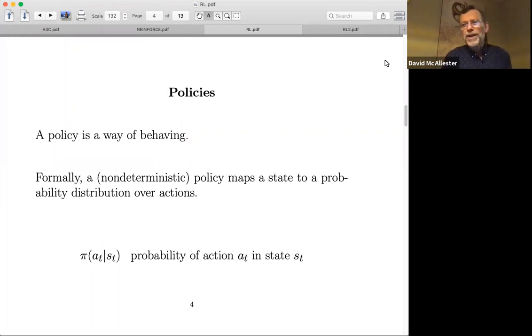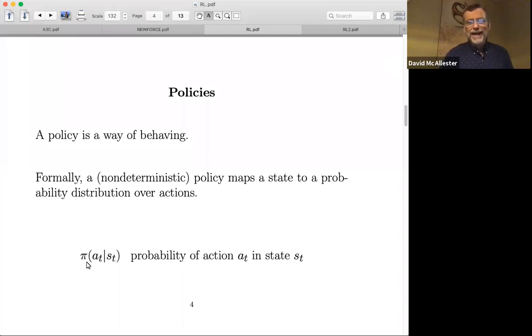So now we're going to start getting a little bit more mathematical. Policies. A policy is a way of behaving. It's a function that takes a state and selects what action to take in that state. Except we're going to treat that function not as a deterministic function, but as a probability distribution. So it's okay if your policy is stochastic, meaning you don't always make a deterministic decision in the state. You can flip coins to decide what to do. So a policy is a probability distribution over what action one is going to take in a given state.